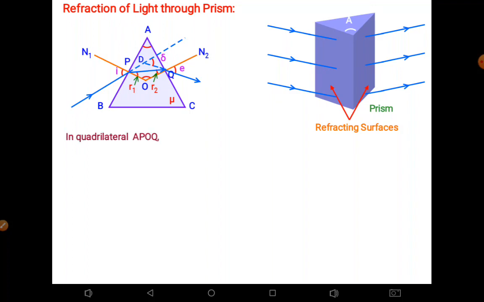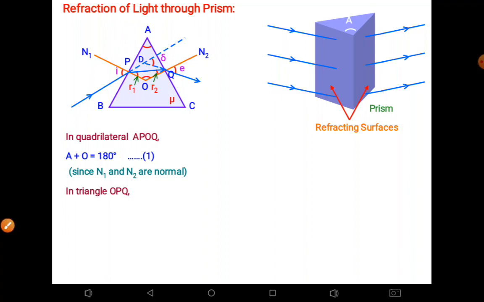So we have to derive the relation between the angles. So consider a quadrilateral APOQ. In this quadrilateral, as you know, the sum of the opposite angles is equal to 180 degrees. So angle A plus angle O is 180 degrees. Now consider the triangle.